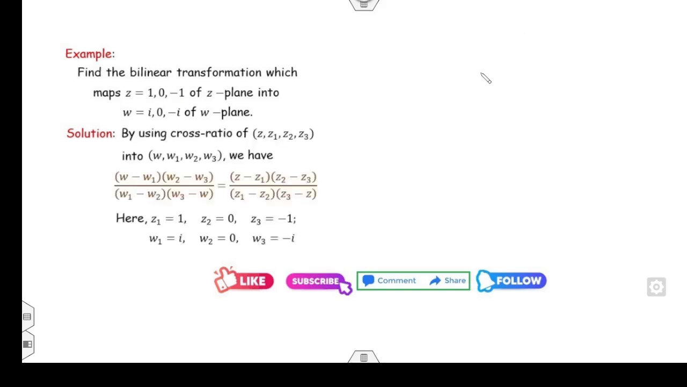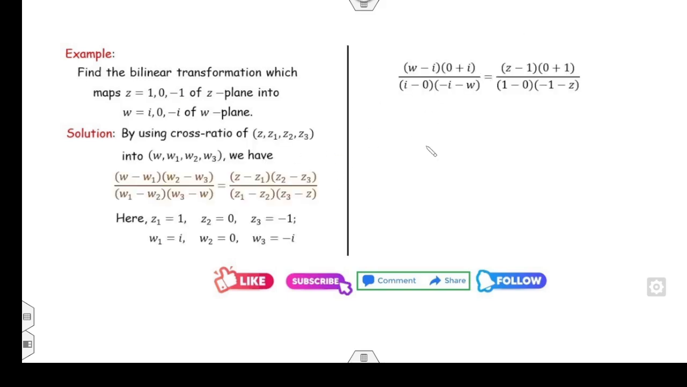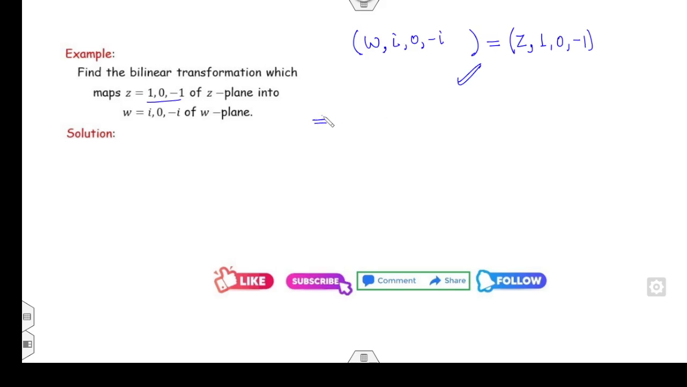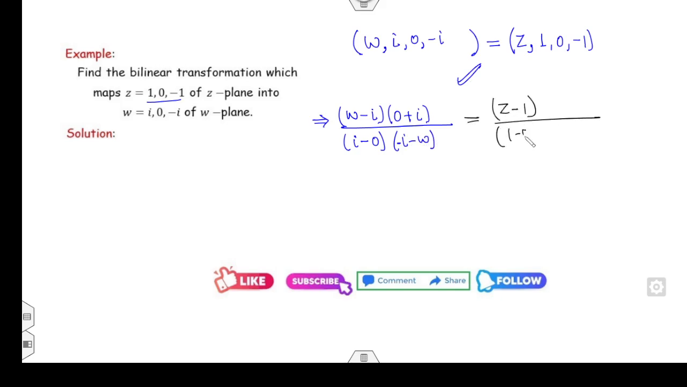Now, can you solve this? It's very simple. You can write the transformation like how you can start with this. So it will be W minus iota, iota minus 0, 0 plus iota, minus iota minus W. Similarly, on the right hand side, I can write as Z minus 1, 1 minus 0, 0 plus 1, minus 1 minus Z.